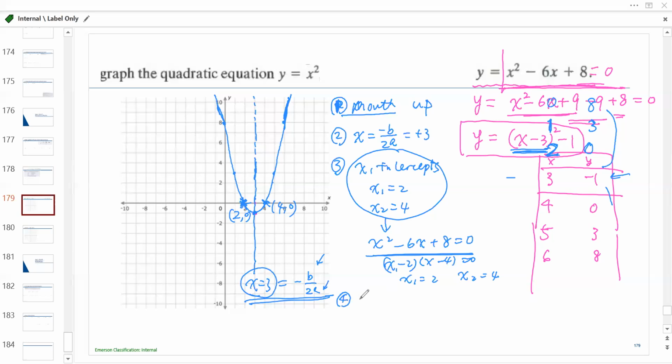Fourth, what's the y-intercept? The y-intercept is only this point here, right? Y-intercept means x equals 0. When you put 0 in for x, you can see this is c. So (0, c). So c is ready. So it's (0, 8). All right. So we can get this information.